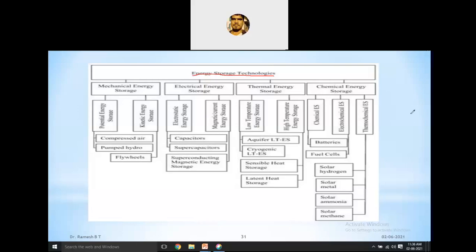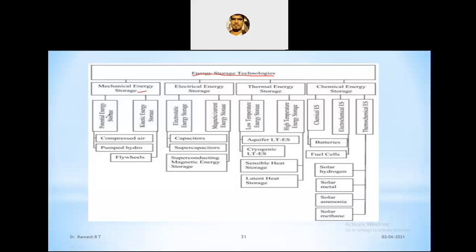So the first one is mechanical storage of energy. It is in the form of potential energy and kinetic energy. So mechanical energy is either potential or kinetic. Potential means stored energy. Kinetic means with respect to the motion, with respect to the movement. Again, this potential energy can be classified as compressed air and pumped hydraulics. This is the classification of potential energy.